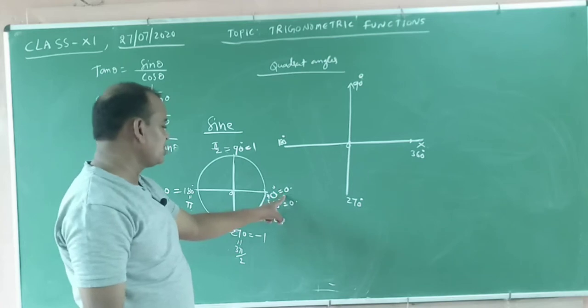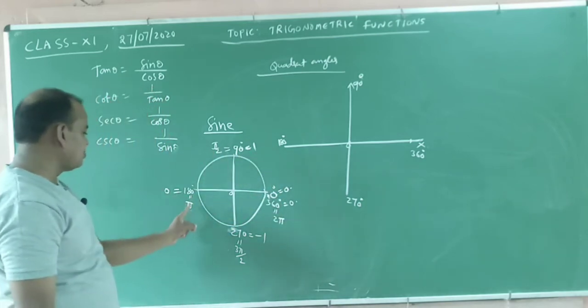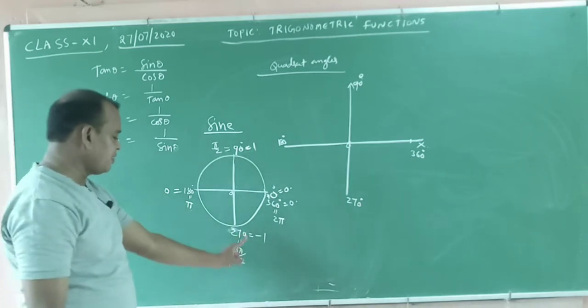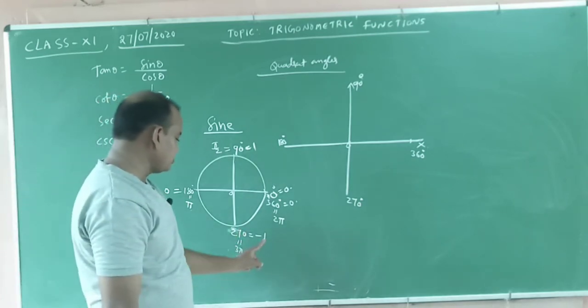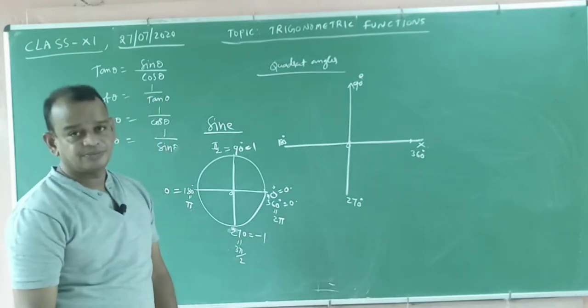Sine 0 degrees is equal to 0, sine 90 means sine pi by 2 is equal to 1, sine 180 that is sine pi is equal to 0, sine 270 that is sine 3 pi by 2 is equal to minus 1, sine 2 pi is equal to 0.